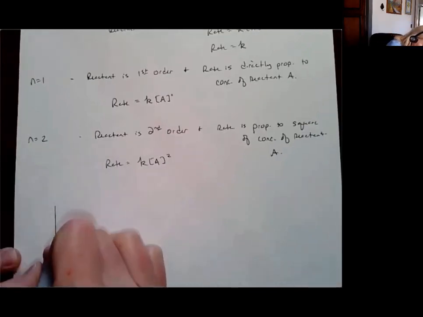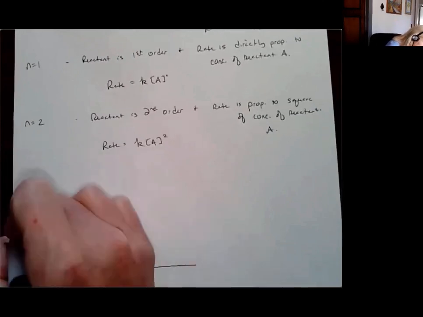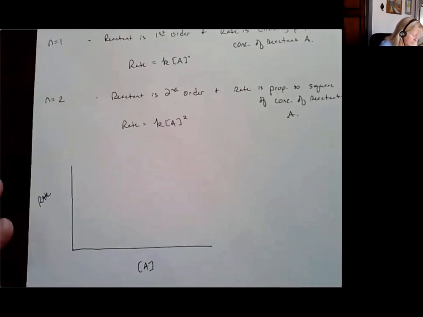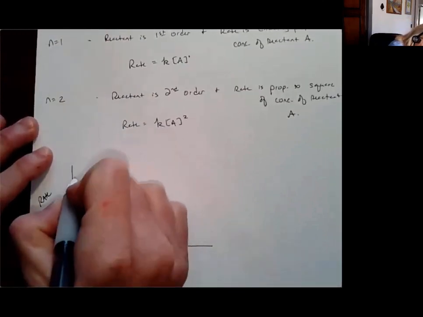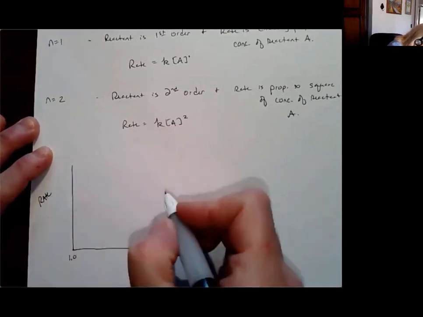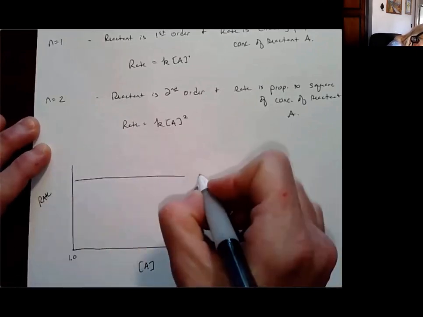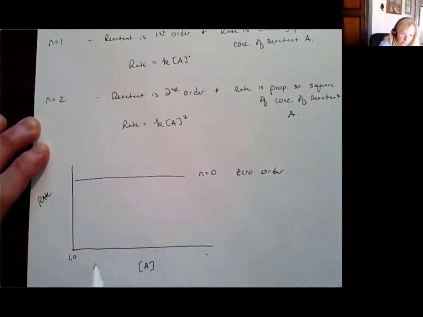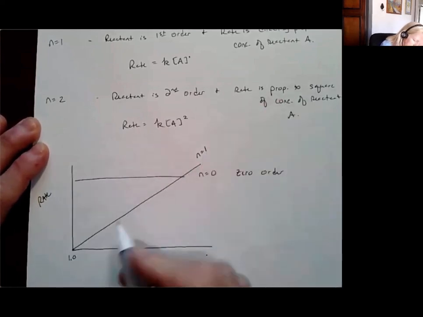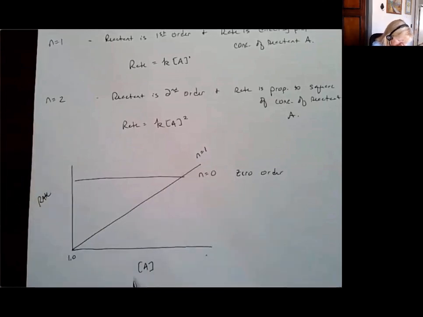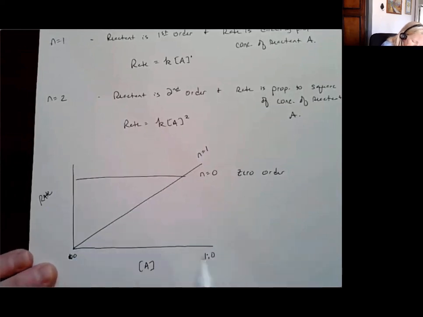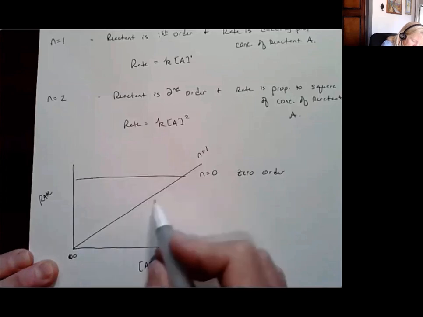If I were to just draw out what these would look like as a function of rate versus the concentration of A: if I have zero order, as my concentration of A goes down, this is going to be essentially flat. So it doesn't matter what's happening on this x-axis, my rate is going to stay the same. If I have n equal 1, now it's going to be directly proportional. So as my concentration of A increases from 0 to 1, my rate is going to go up, right?